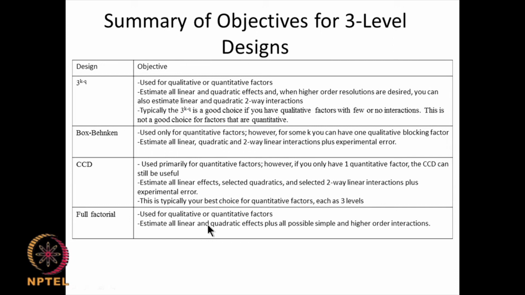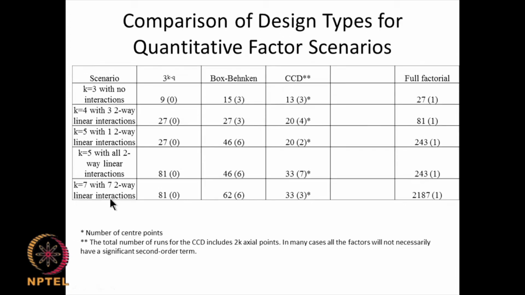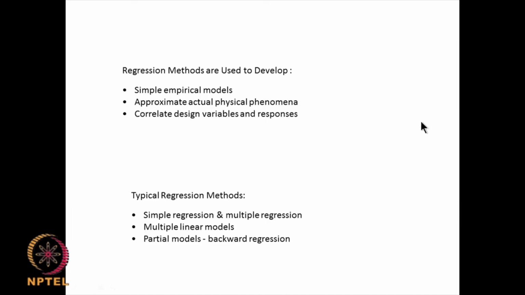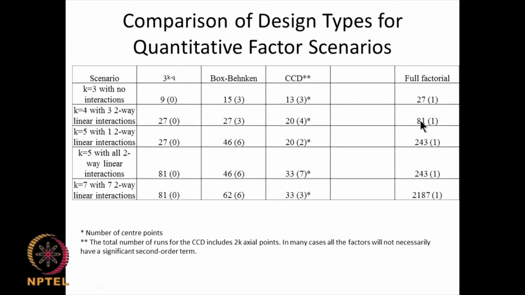Then the full factorial, 3 raised to the power k. We are going to have a large number of experiments here. We can use it for qualitative or quantitative factors, for linear and quadratic effects, and also all types of interactions, two-way interactions, 3-way interactions and so on. This is a full factorial design. So, this is a comparative table. If k is equal to 3, that means 3 factors or variables, 3 raised to the power 3, 3 into 3 into 3 is 27, and if it is 4, 3 into 3 into 3 into 3 is 81.